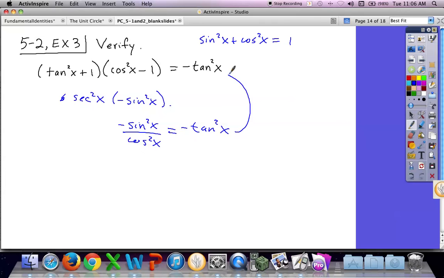Sure. I mean, look, if you write this as 1 over cosine squared, and this is times negative sine squared over 1, you multiply them, they're all in the same fraction.